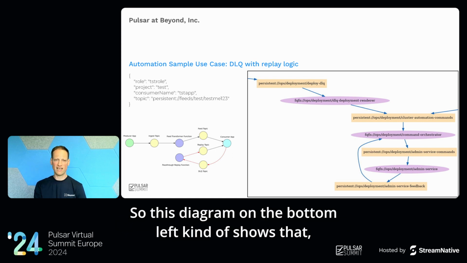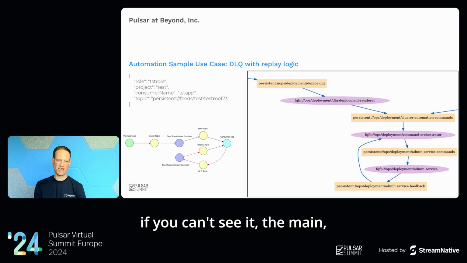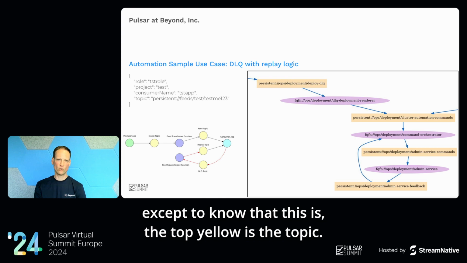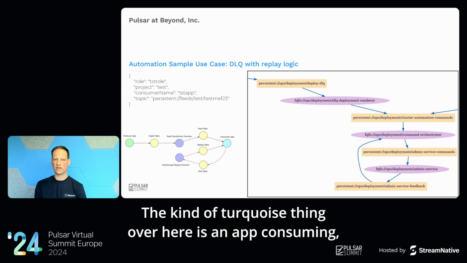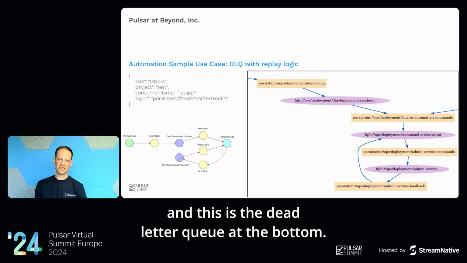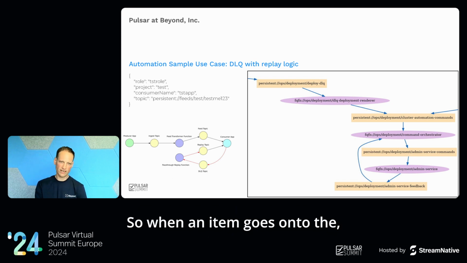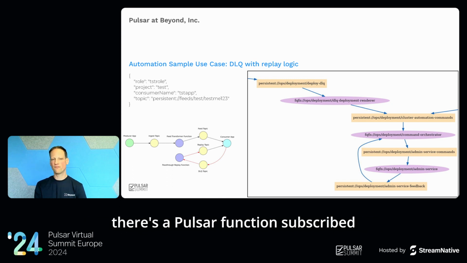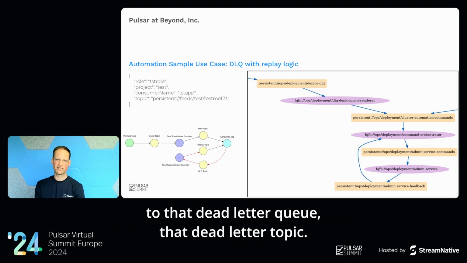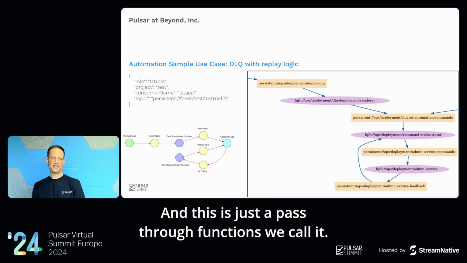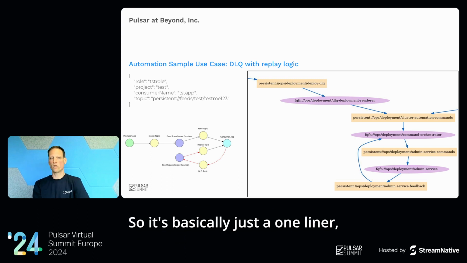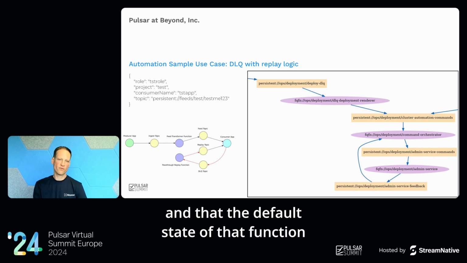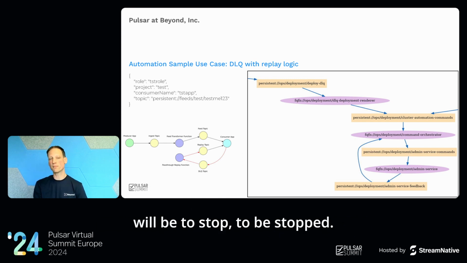So this diagram on the bottom left shows that. You could pretty much ignore most of the top line, except to know that the top yellow is the topic, the turquoise thing over here is an app consuming, and this is the dead letter queue at the bottom. So when a message goes onto the dead letter topic, there's a Pulsar function subscribed to it, and this is just a pass-through function, as we call it. It's basically a one-liner, a function that just takes its input and returns it again on the output topic. And the default state of that function will be to be stopped.